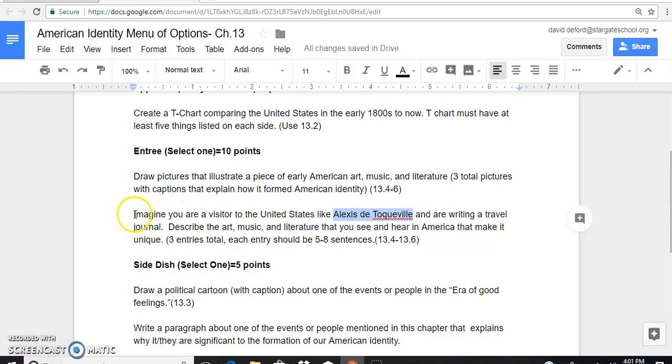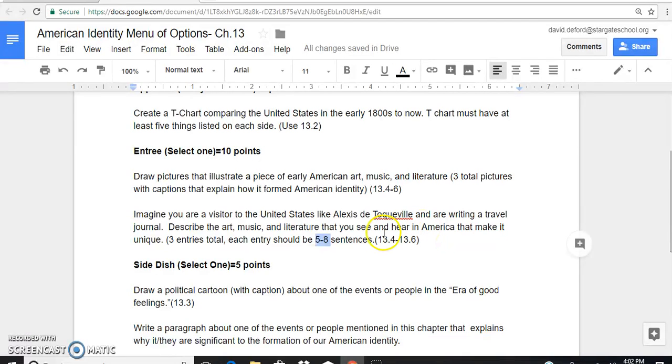So if you don't want to do the art part, but rather you want to write a journal entry, you'll look at the same 3 categories, art, music, and literature, and you'll write 3 entries, each about 5 or so sentences, and they will basically explain what makes America unique.